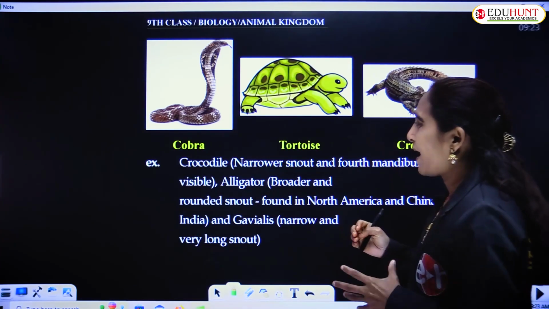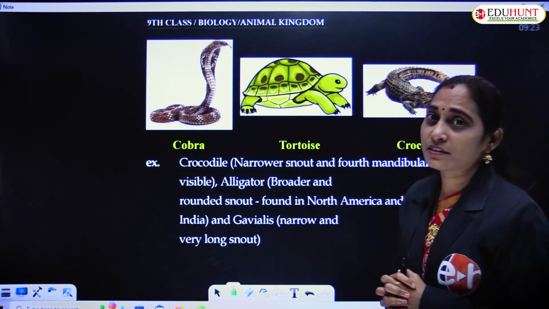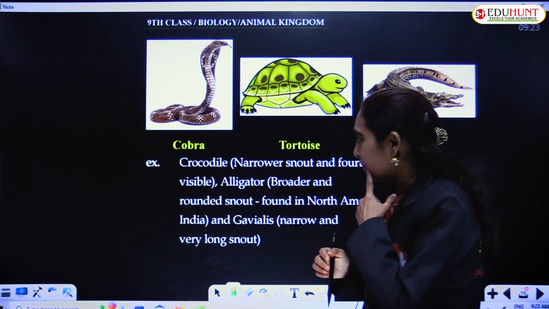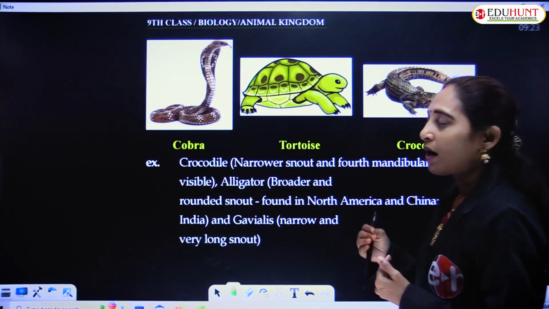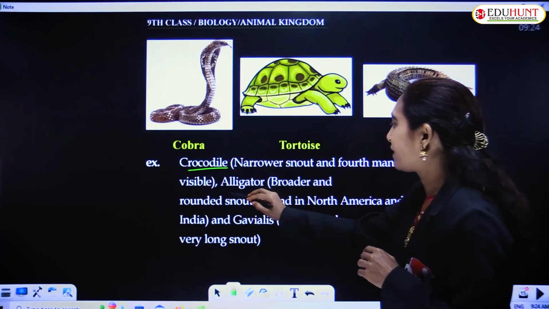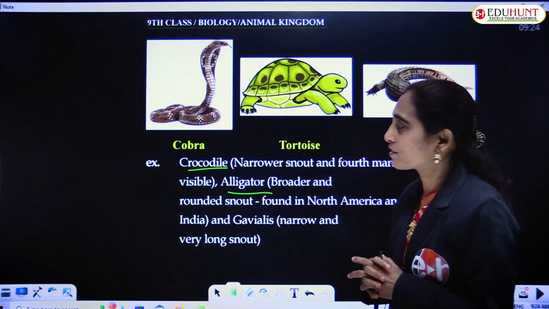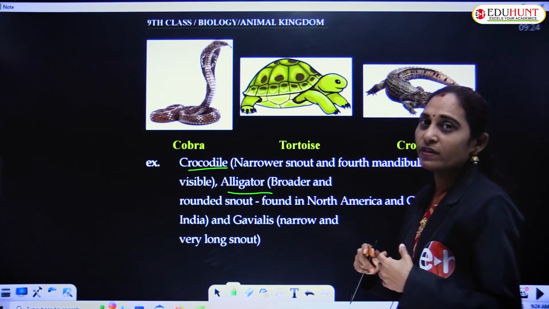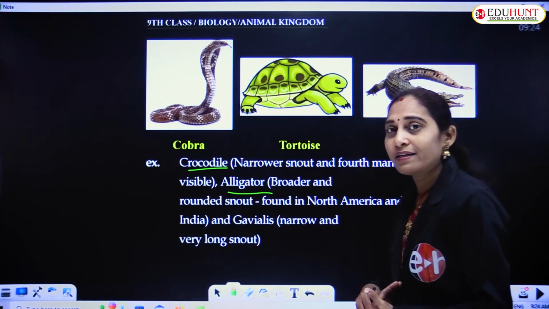Crocodile has a narrower snout and the fourth mandibular tooth is visible. Alligators have a broader and rounded snout. We think crocodile and alligator are similar, but they have small differences. That is why they are separated from each other. Crocodile is different and an alligator is different. In India, we have only crocodiles, not alligators.